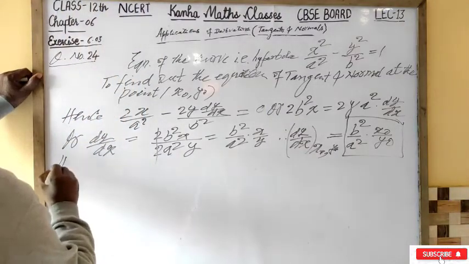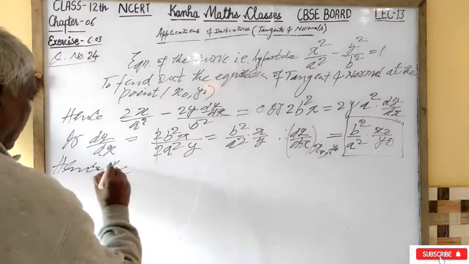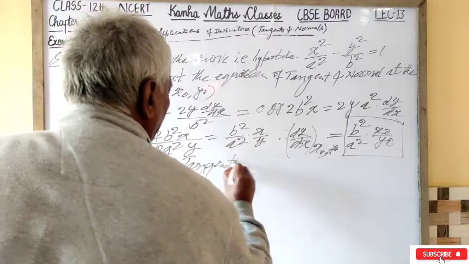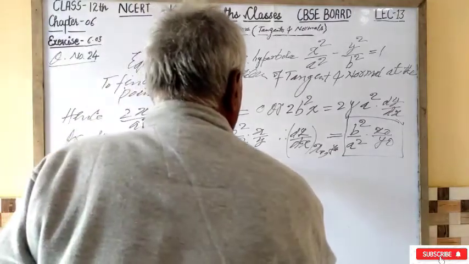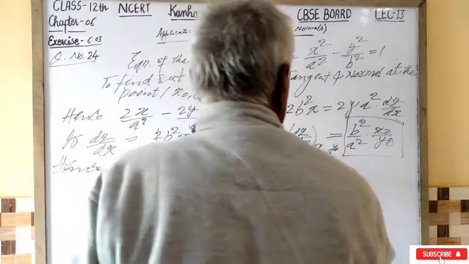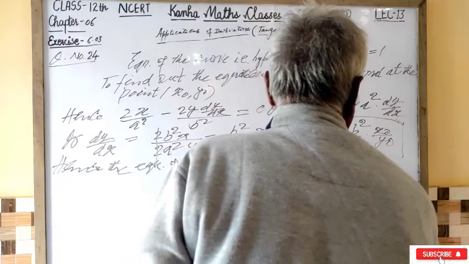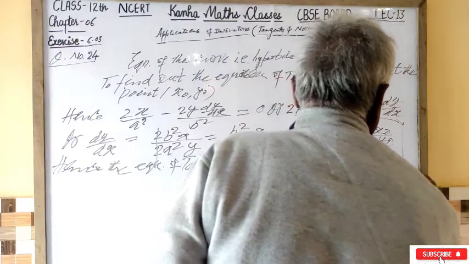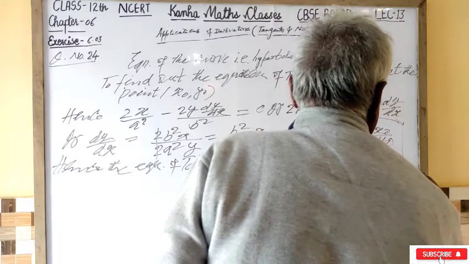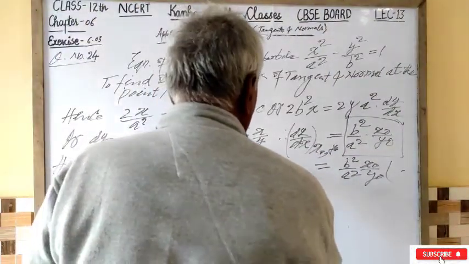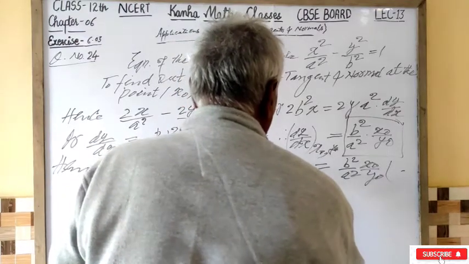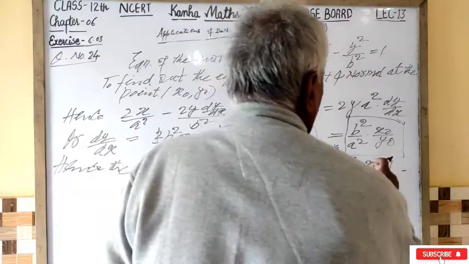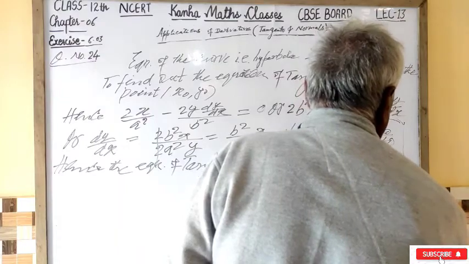Hence, the equation of tangent: y minus y0 is equal to dy by dx, that is b square upon a square, x0 upon y0, into x minus x0. So the equation of tangent is y minus y0 is equal to b square upon a square x0 upon y0 into x minus x0.